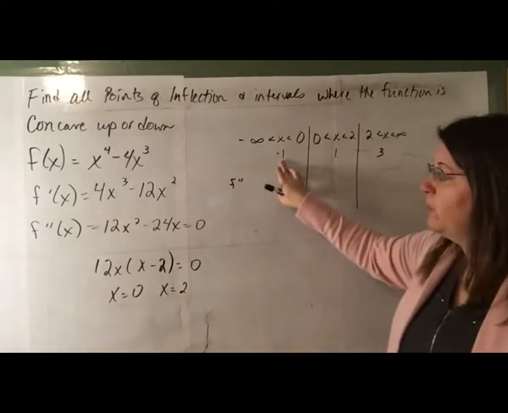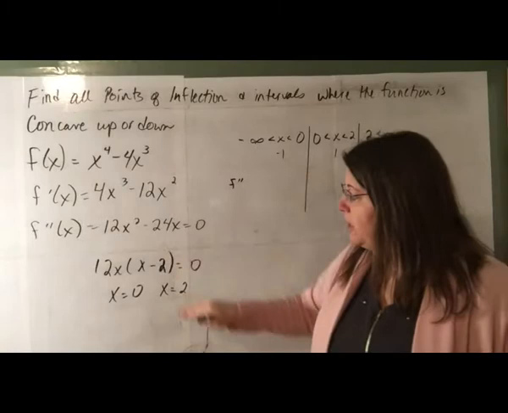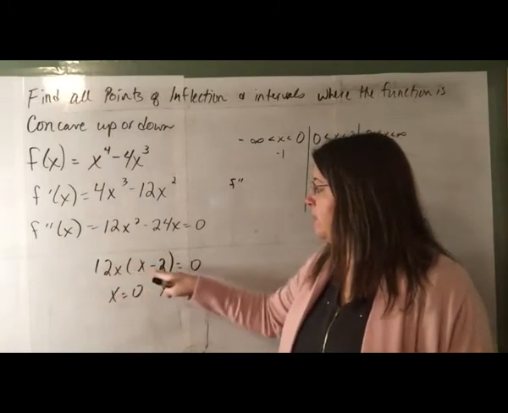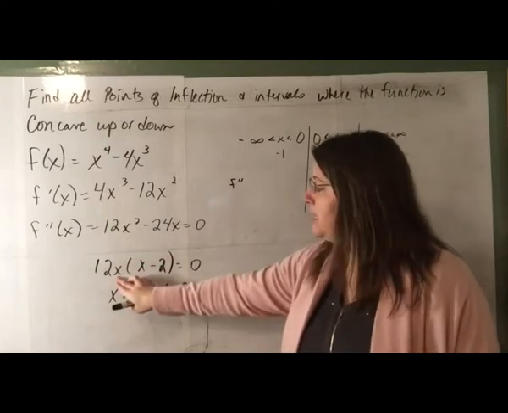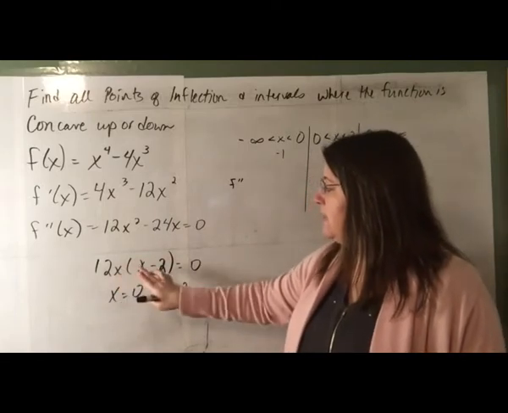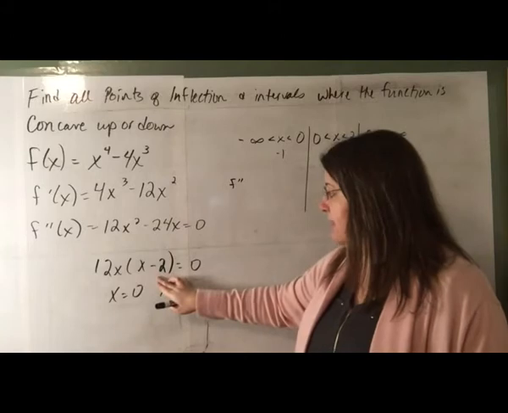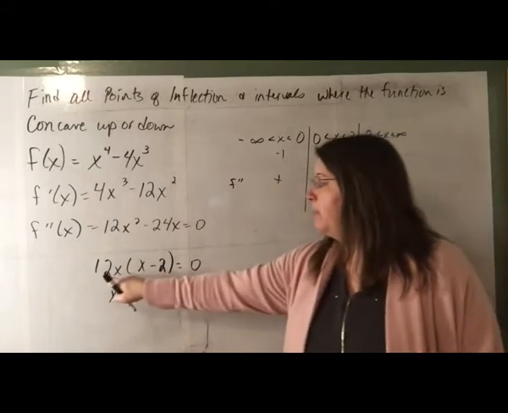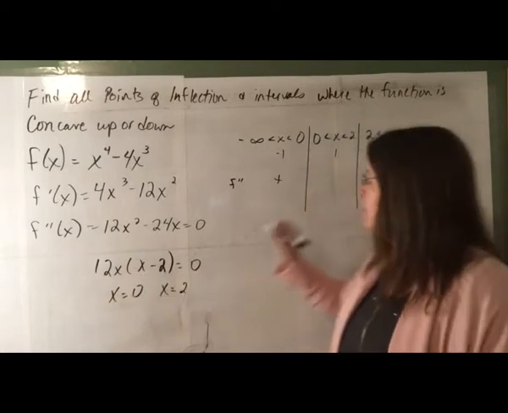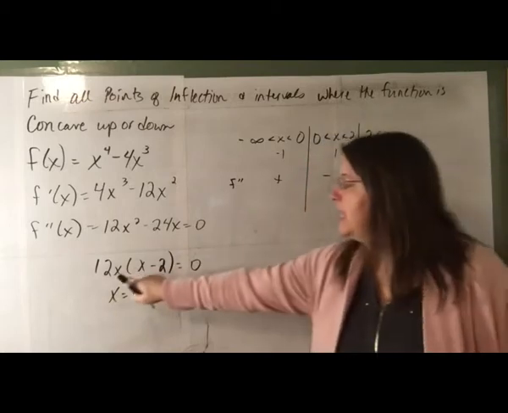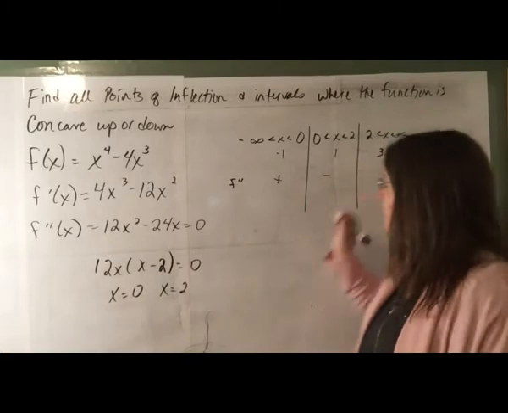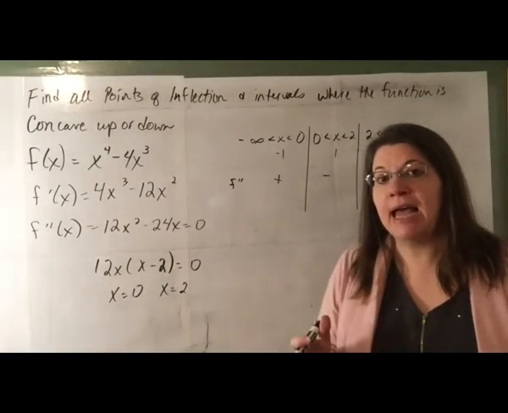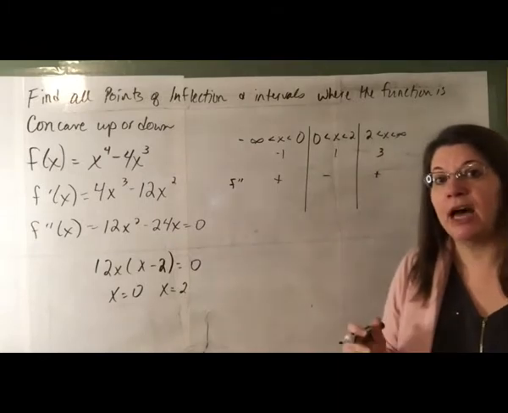So when I plug -1 into the second derivative, I'm just going to plug it in right here because I can get a simple positive or negative. -1 times 12 is a negative, and then -1 minus 2 is a negative. So negative times a negative is a positive. When I plug 1 in, I have positive times a negative, so that'll be a negative. When I plug 3 in, I have positive times positive, which would be a positive. So I'm only interested in the sign. I do not need to find the exact value.